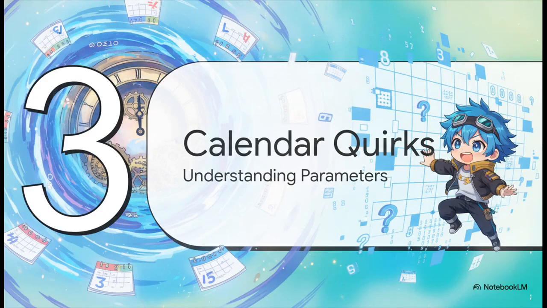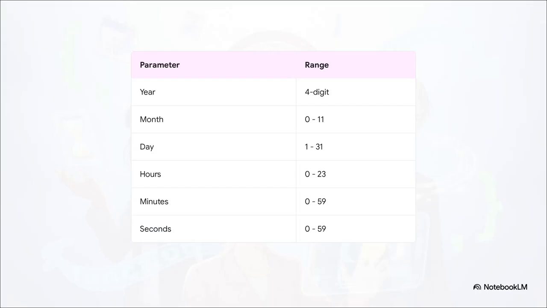But hold on, before we get too crazy with time travel, we need to cover section 3, JavaScript's calendar quirks. What's really interesting here is the acceptable range for these parameters. For time, JavaScript uses a strict 24-hour clock. So if you pass in a 10, that's 10 a.m. A 22 is 10 p.m. Makes sense, right? Minutes and seconds run 0 to 59.